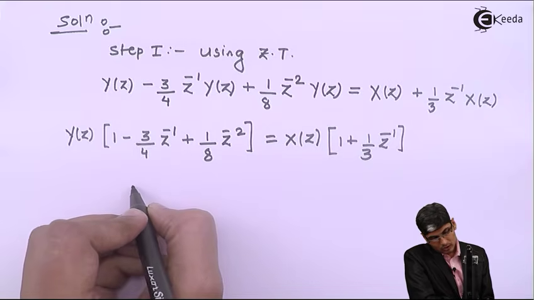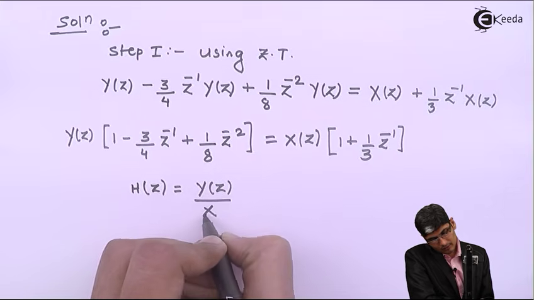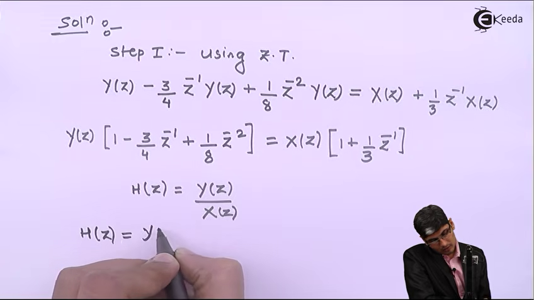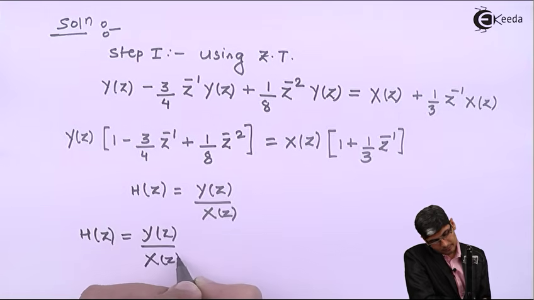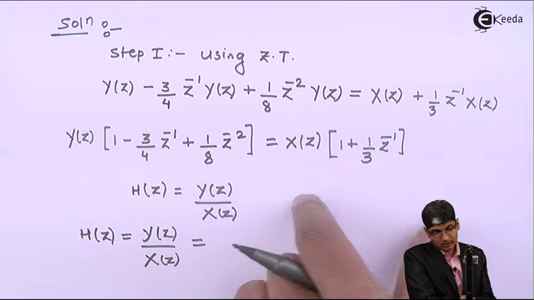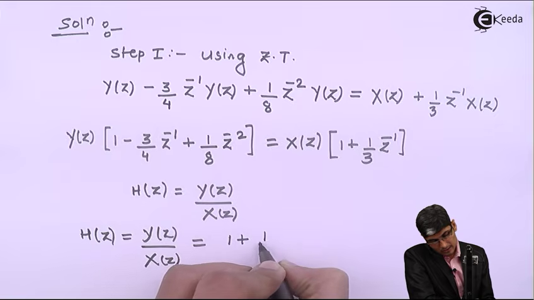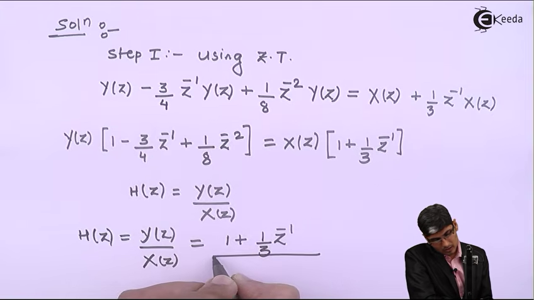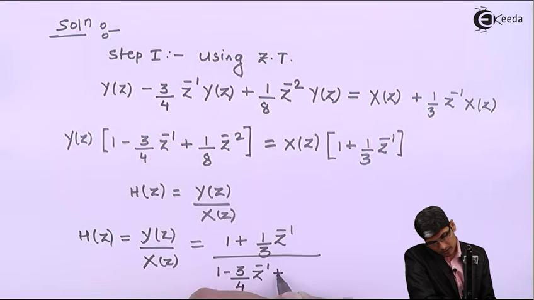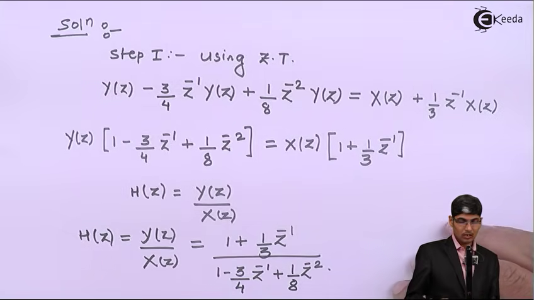Now H of z is nothing but Y of z upon X of z. So my H of z will be equal to Y of z upon X of z. I will bring X of z to the denominator side, and take the term in the denominator on the other side of the equal sign, which will be 1 plus 1 by 3 z inverse divided by 1 minus 3 by 4 z raised to minus 1 plus 1 by 8 z raised to minus 2. So this is what my H of z is.